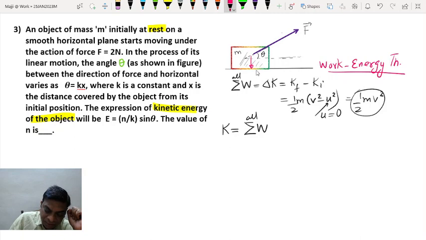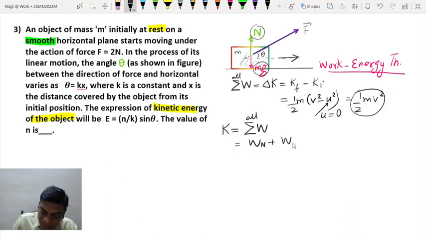One is the weight acting vertically down, the other is the normal reaction vertically up. There is no friction because it is clearly given that it is a smooth horizontal surface. So these are the three forces, and since the movement is taking place along the horizontal direction, work done due to these two forces will be 0. Work done by normal reaction and work done by weight will be 0.